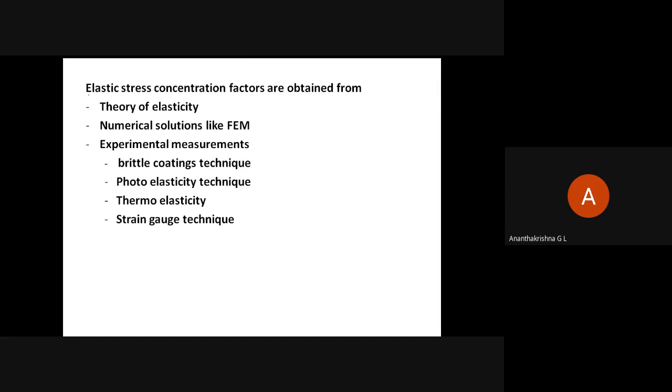Next, the elastic stress concentration factors are obtained. The various ways of obtaining these are the theory of elasticity, numerical solutions like FEM, and experimental measures, in which you have the brittle coating technique, and the most useful and practically viable technique, the photoelasticity technique. Then you have the strain gauge technique. The most popular is the photoelasticity technique to find out the stress concentration factor in a member.